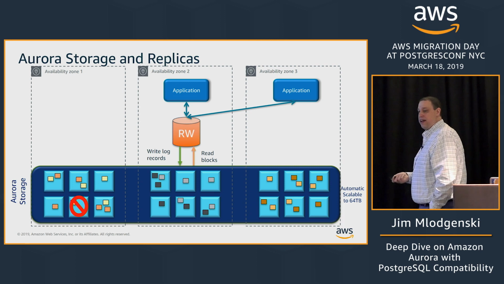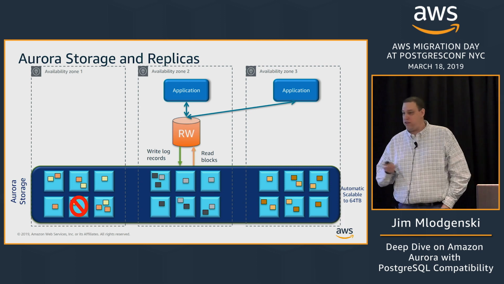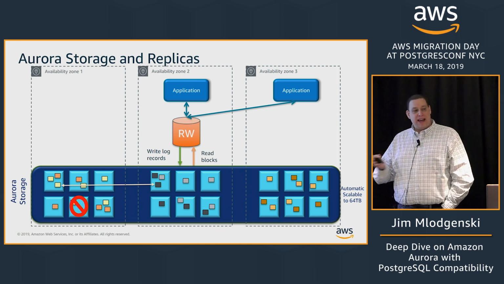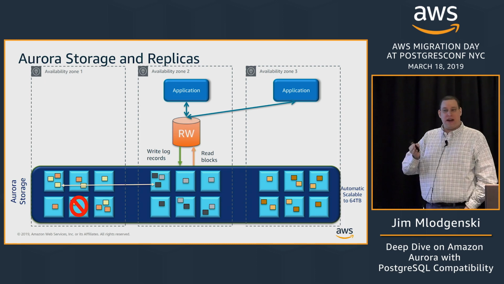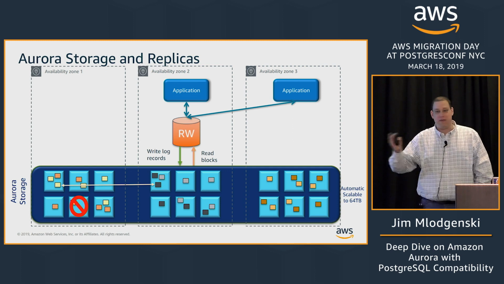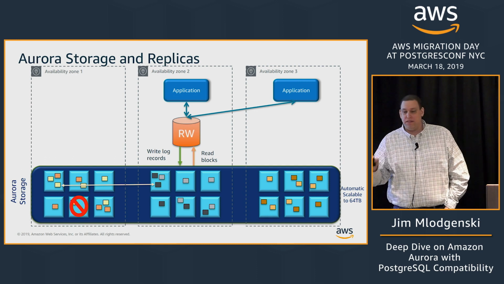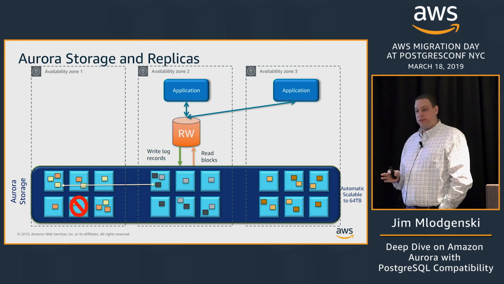Right? So in the event that a whole storage node goes down, some of your data is on one of those storage nodes, the whole thing goes down. Again, Aurora storage will automatically take the different segments that were on that storage node and replace them into other storage nodes, completely transparent to you in the application.